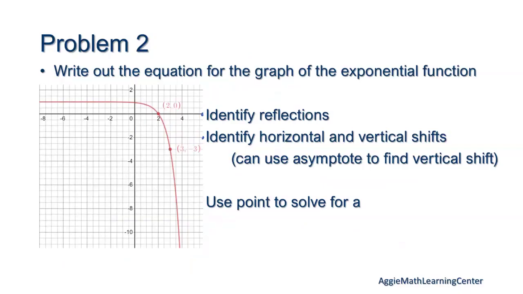And then I'm going to use the points that I'm given, these pieces of information right here, to solve for a. So let's remember, my general form looks like this. It's either positive or negative a e to the x plus or minus b, plus or minus c. Remembering that the graph of e to the x looks like this, I'm going to notice that I have a reflection over the x-axis.